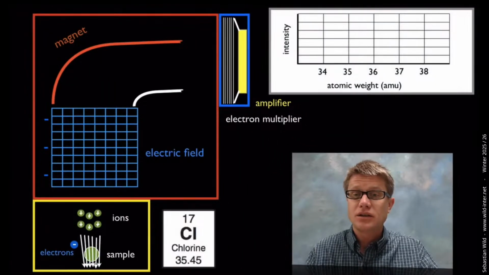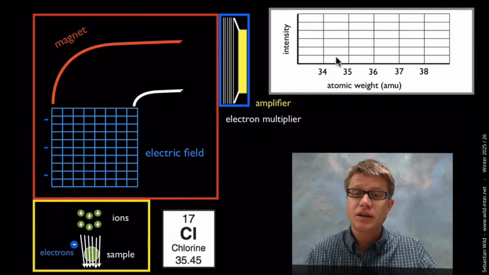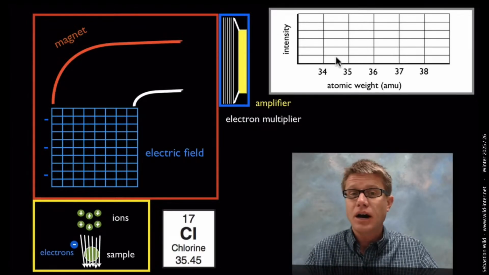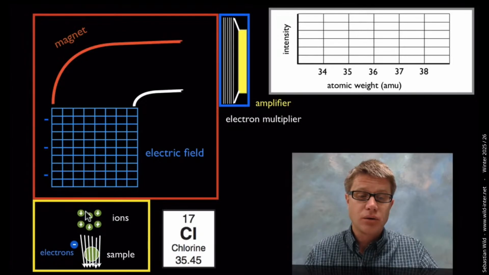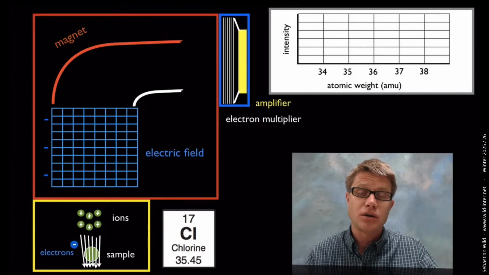Now let's actually get to some sampling. And so this is what it's going to look like when we create a spectrum. We're going to have the different weights across the bottom, and then we're going to have the intensity. And so wherever the intensity is high, we're going to have peaks. That means we have a lot of ions that are with that specific atomic weight. And let's try chlorine. So we're going to put chlorine through here. Chlorine really only has two stable isotopes. It's going to have chlorine 35 and 37.